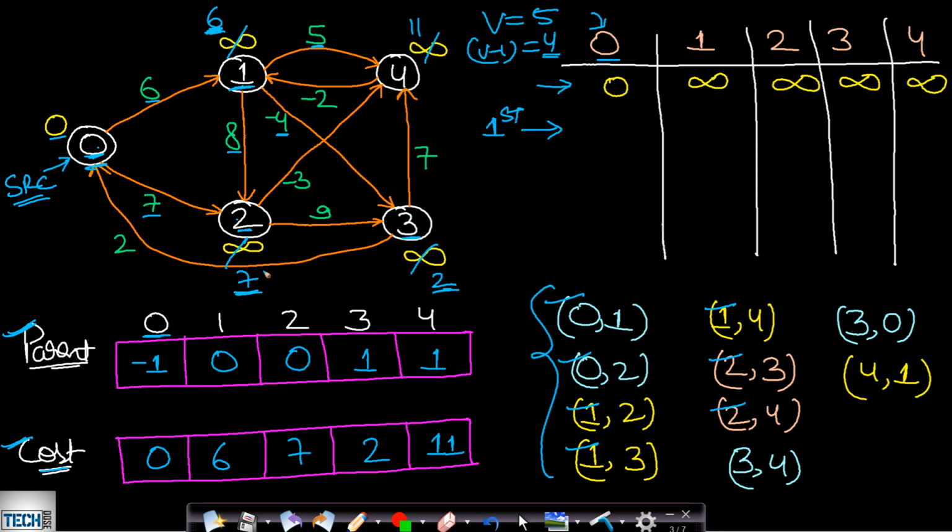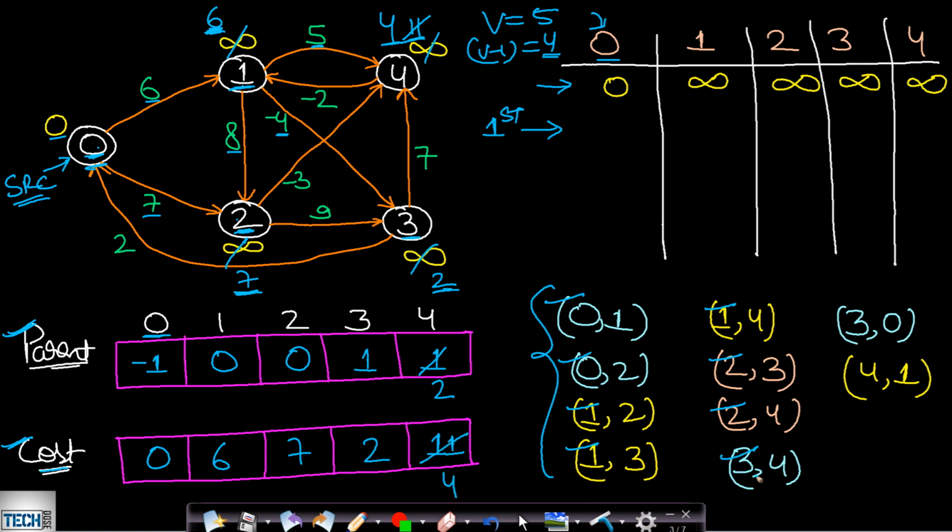2 to 4, the cost will be 7 plus minus 3, which will be 4. So 4 is lower than this 11, so we will replace this 11 with 4. So this 4 will now have 2 as the parent. Initially the parent was 1, so now 2 will be taken as the parent, and also the cost at 4 will be 4. So we will be updating the cost value also.